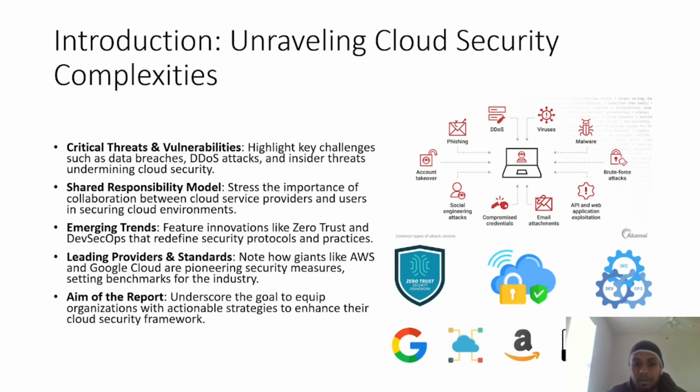For examples, we delve into how AWS, Amazon Web Services, and Google Cloud Platform are actually using cybersecurity to protect their services. With the analysis and research and motivation from that, we next try to make some recommendations about how to have a secured cloud environment and technology. So the aim of this report is to equip organizations with actionable strategies that will help them enhance their cloud security framework.